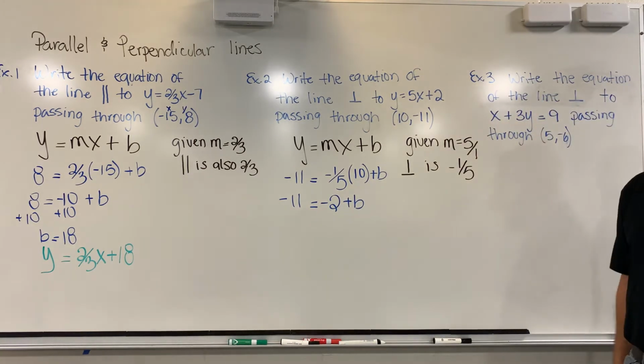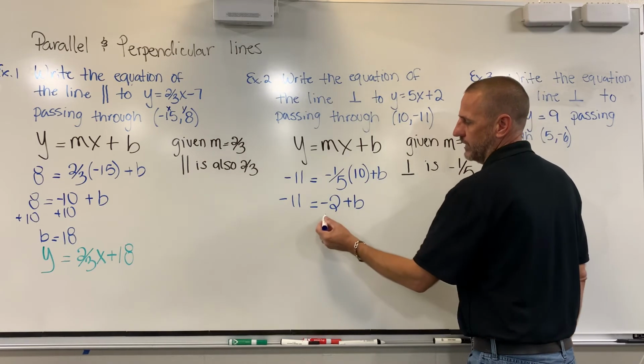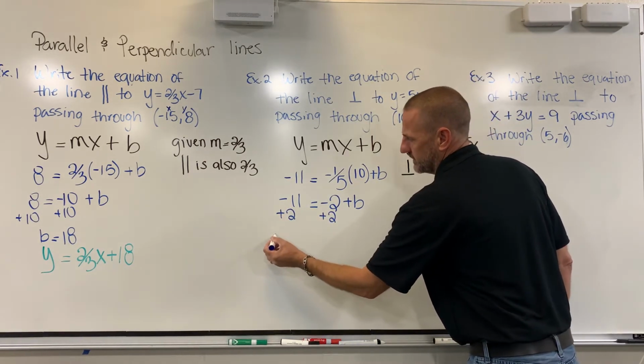All right, I'm almost done. I have one more step. I just have to get my b value so that I can go ahead and write my answer. So I have to add 2 to both sides. And that tells me that b is negative 9.